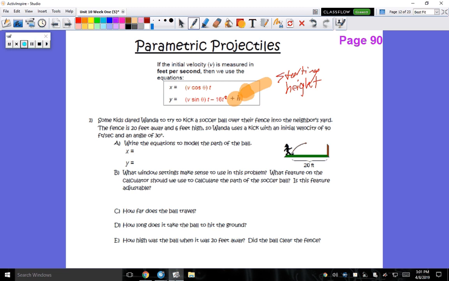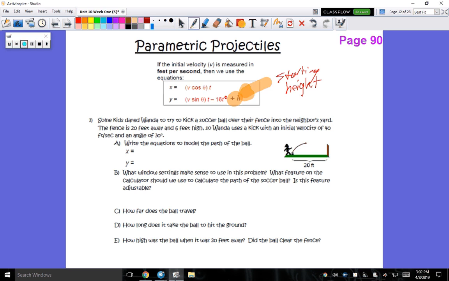Most of these problems that you do will start at a height of 0, so you won't see anything there. You won't have to put +0. But a good majority of what we do in this unit now will not start at a height of 0. Okay, let's do our first example problem.